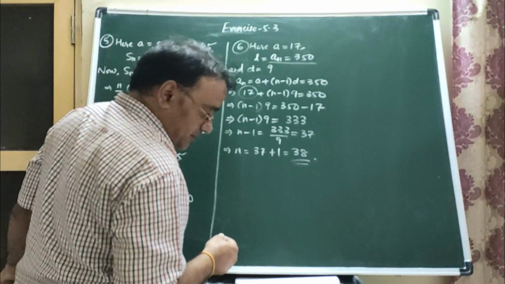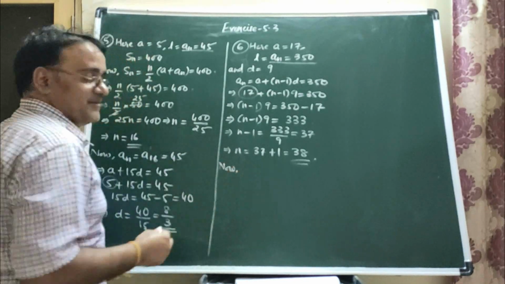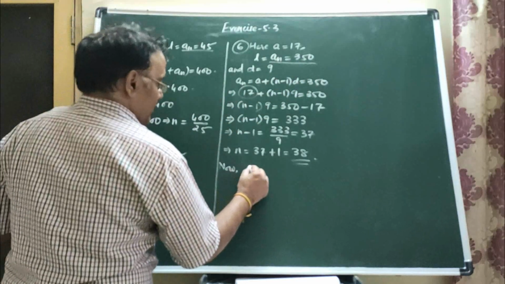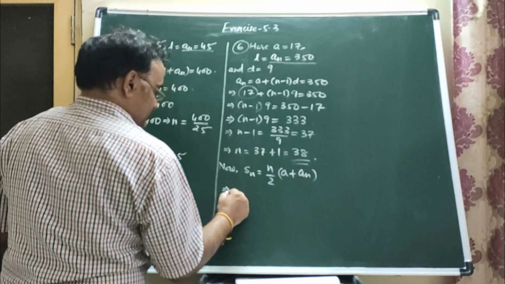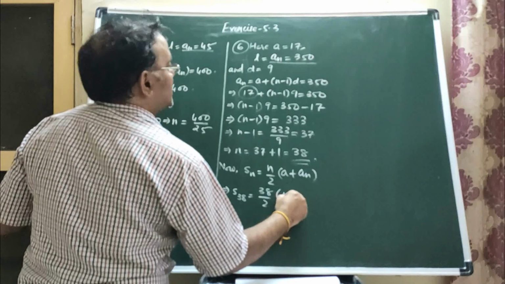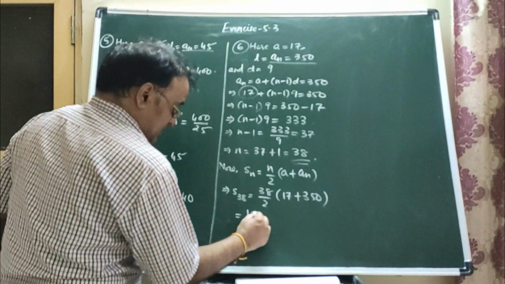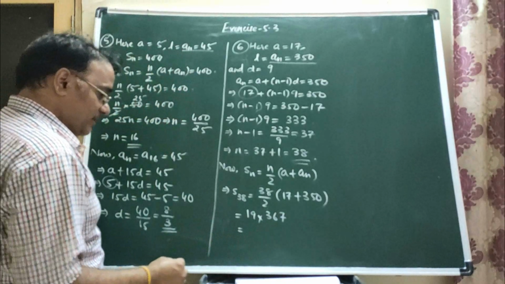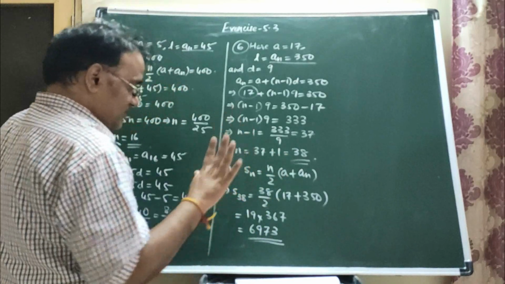Now what is their sum? We have to find the sum also. For the sum we have two formulas. We'll use the second formula because here the first and last terms are given. So Sn is equals to n upon 2 into a plus an. So S38 is equals to 38 by 2 into 17 plus 350. 38 by 2 will be 19. 19 into 367. If you multiply, you will get the answer 6,973. So this is the final answer.